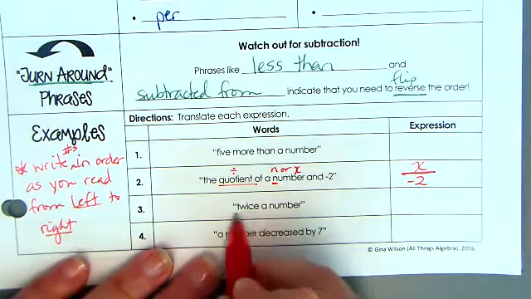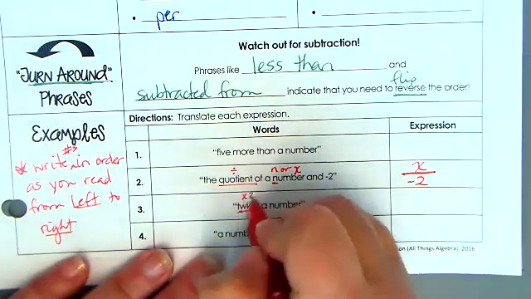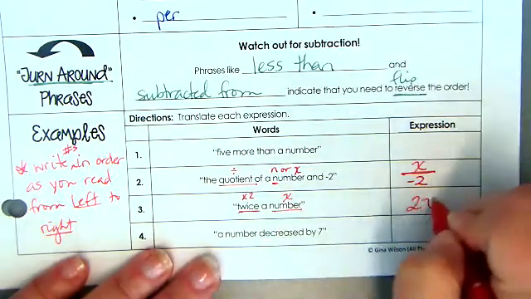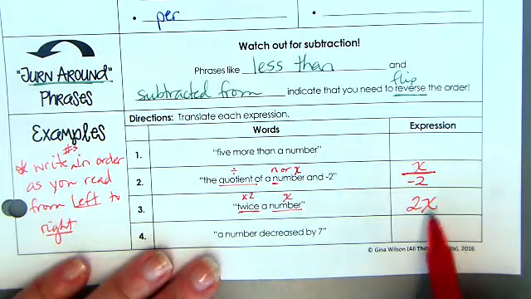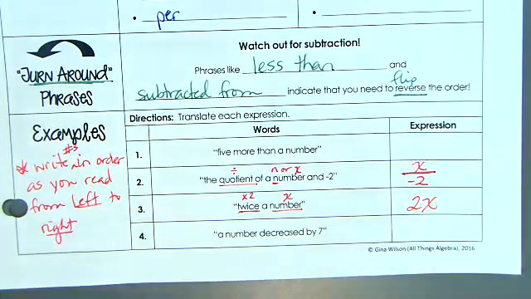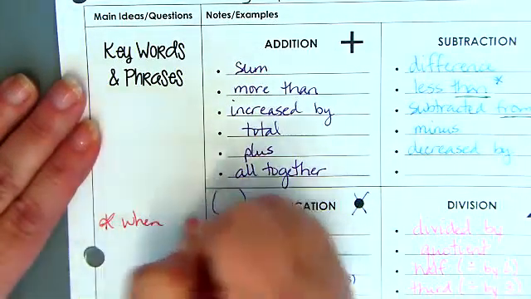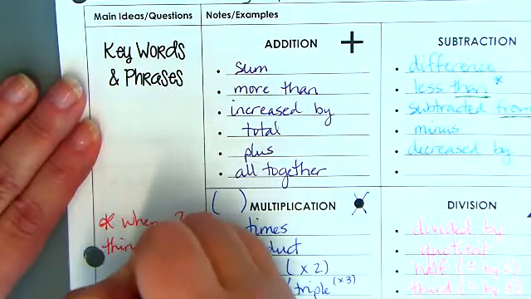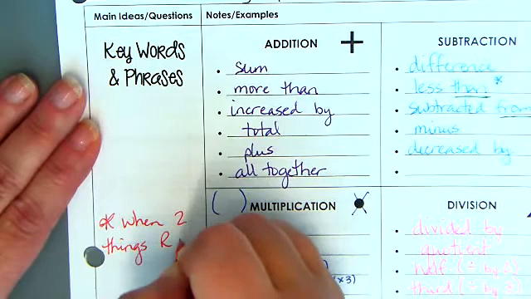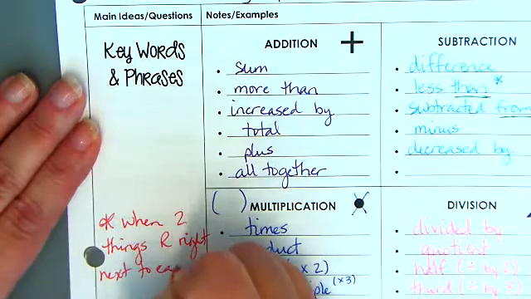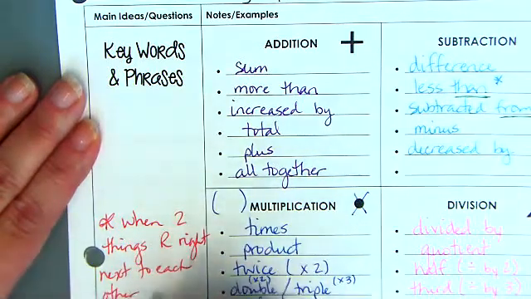Next example, it says twice a number. That means times 2. A number is x, so this is going to be 2x. We don't need to write the parentheses because when two things are right next door to each other, that means multiplication. Let's write that up here. Okay. When two things are right next to each other, it is multiplication.